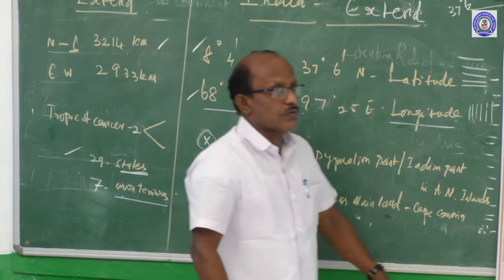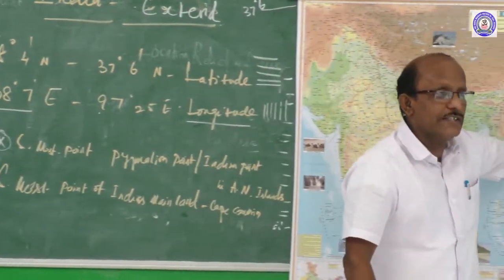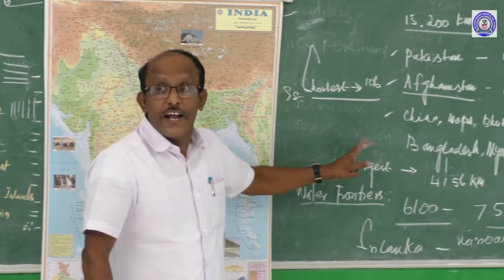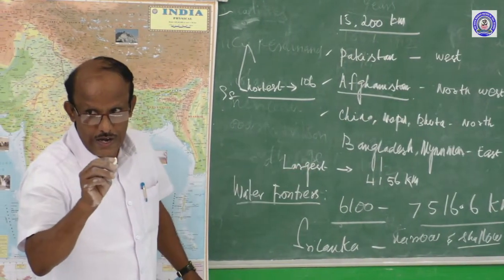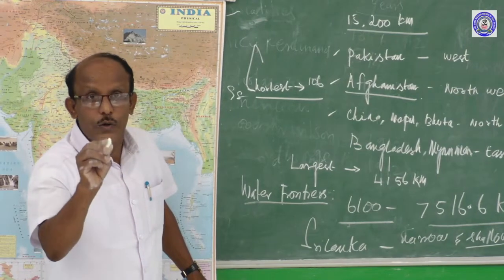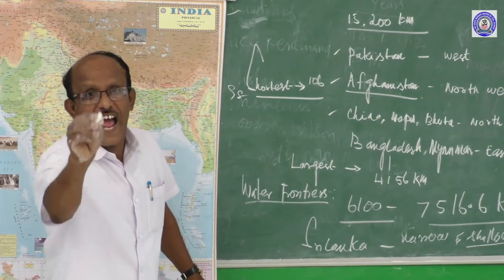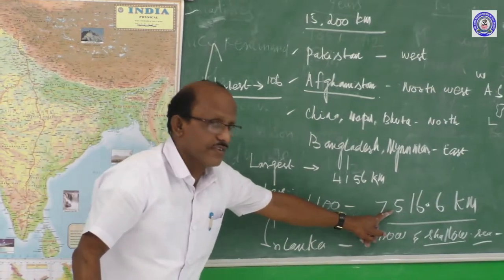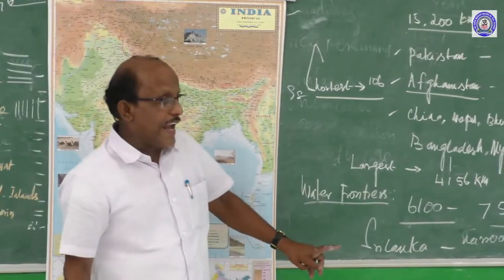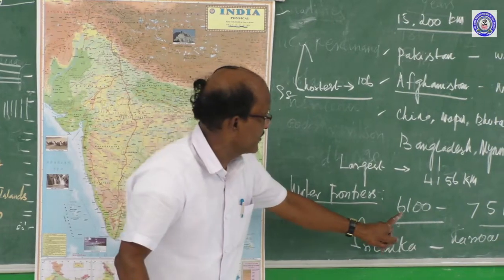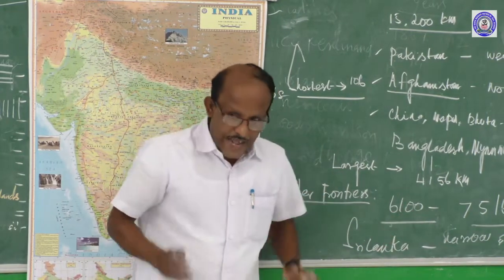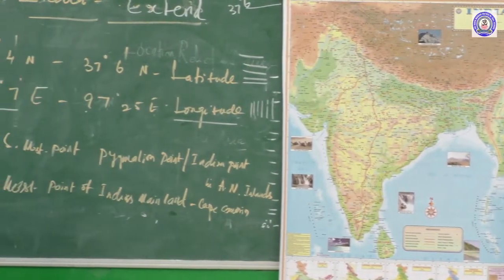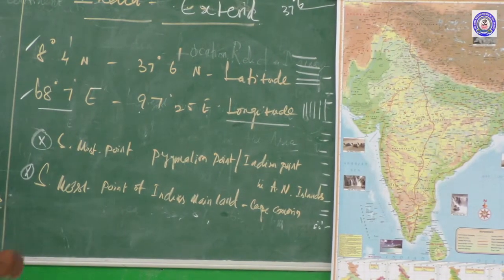The total coastline of India, including islands. Excluding islands, the mainland coastline is 6,100. Like that, there is one more question. It is confusing, but not confusable.